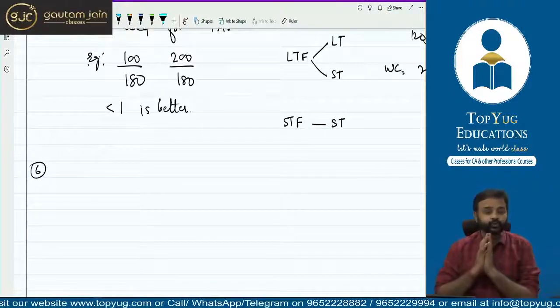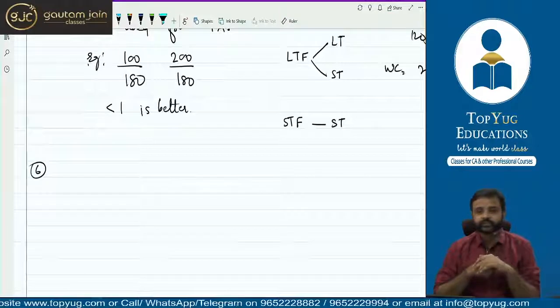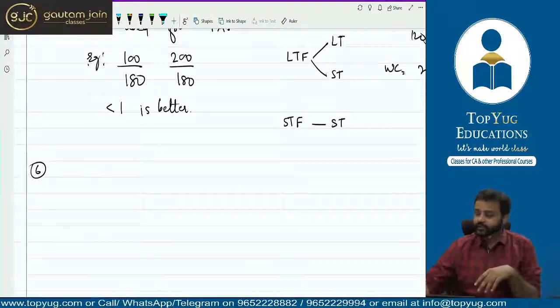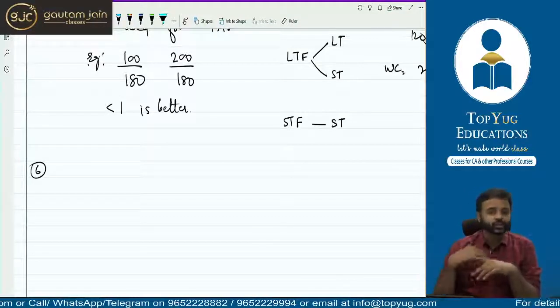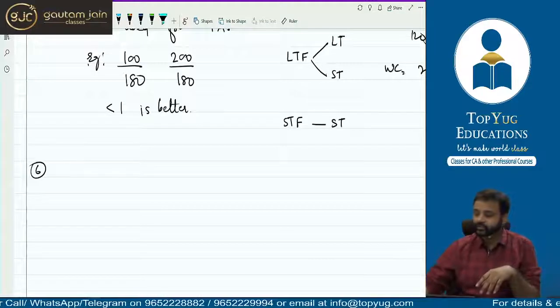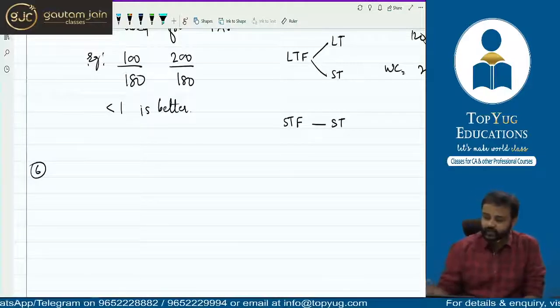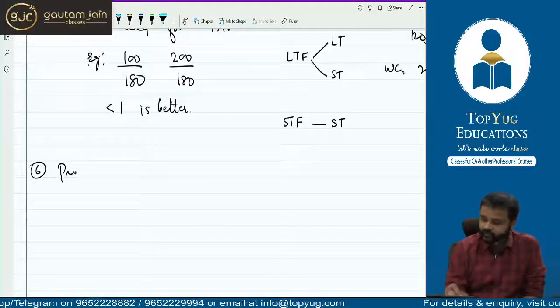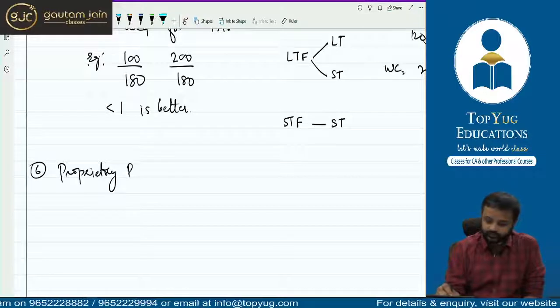I hope you're able to follow. We have discussed quick ratio today. Then after that we started with the structural ratios. And in structural ratios, we have talked about what? We've talked about equity ratio, debt equity ratio, capital gearing ratio, fixed assets to the long term funds ratio, and now we're talking about proprietary ratio. Okay, proprietary ratio.